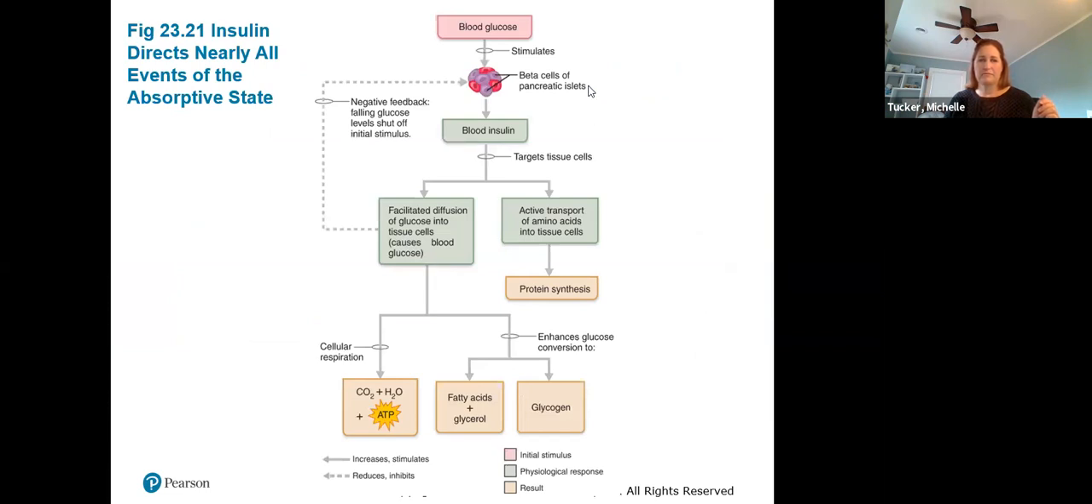Insulin directs nearly all the events of the absorptive state. Glucose increases, beta cells secrete insulin. Insulin targets almost every cell, not every cell, but most. It's going to increase glucose uptake. It's going to increase glucose oxidation. It will stimulate protein synthesis. There are insulin-like growth factors, so it affects that. And then it affects the conversion to triglycerides and glycogen. It's really, really powerful.